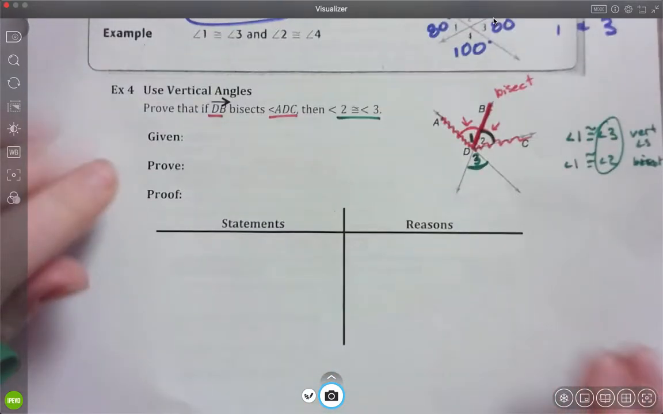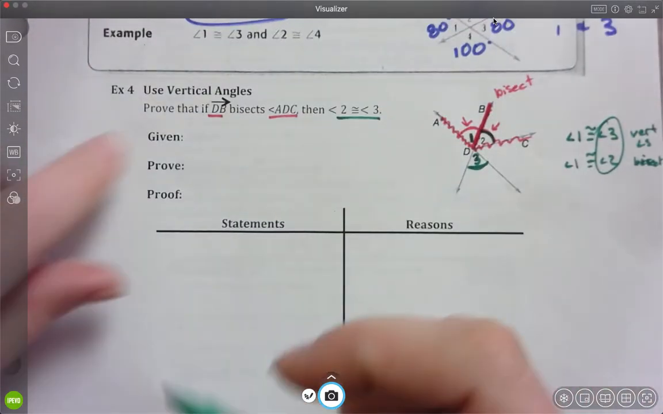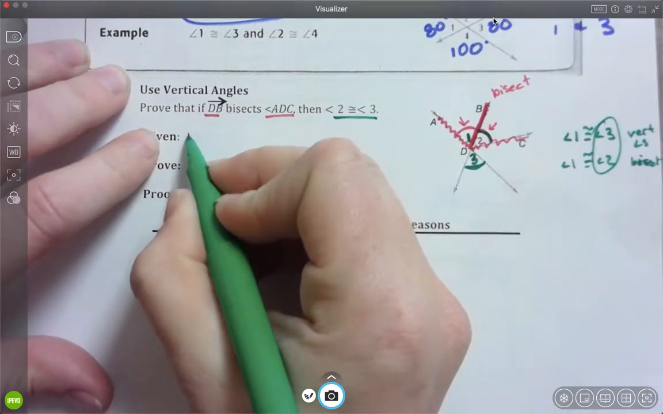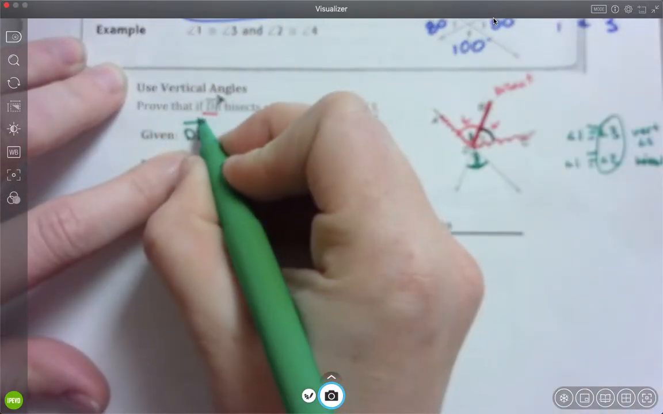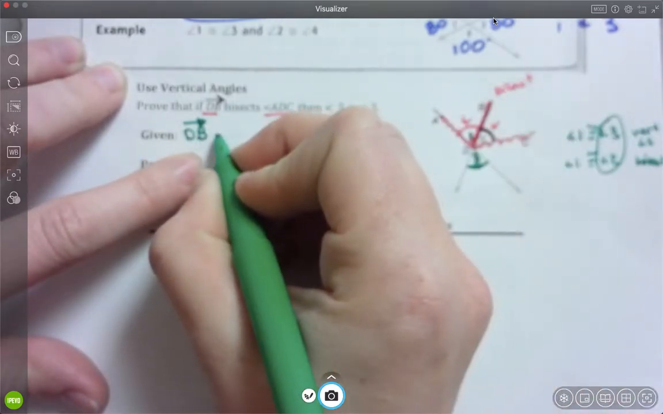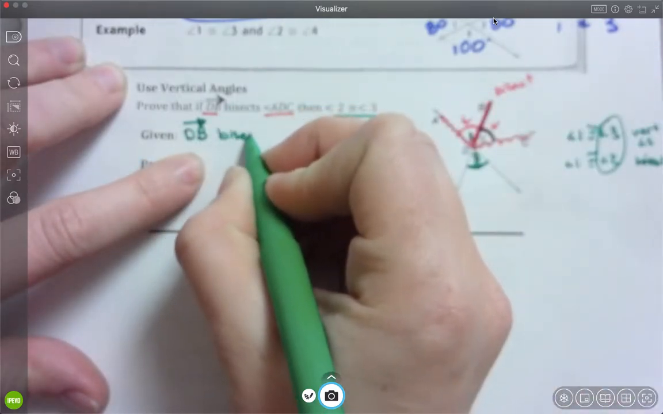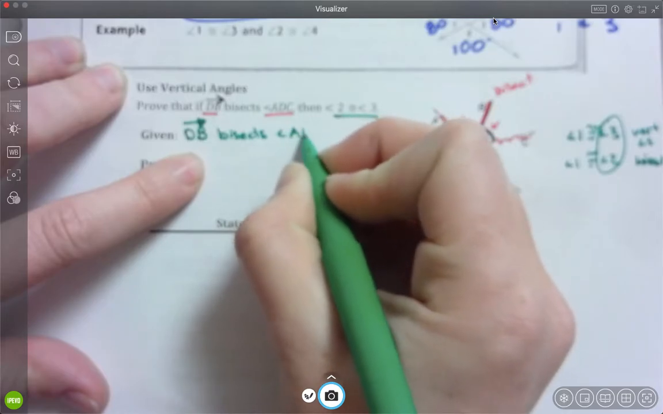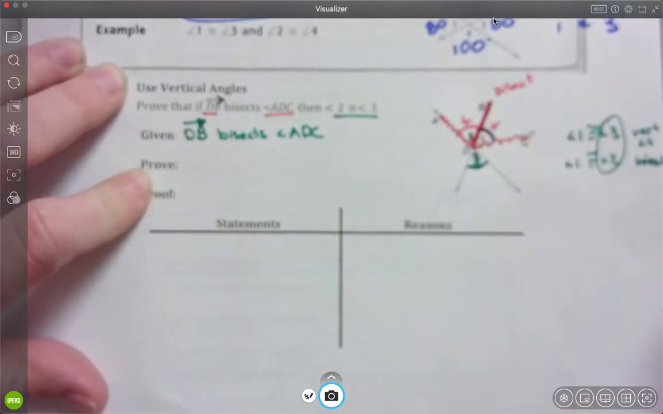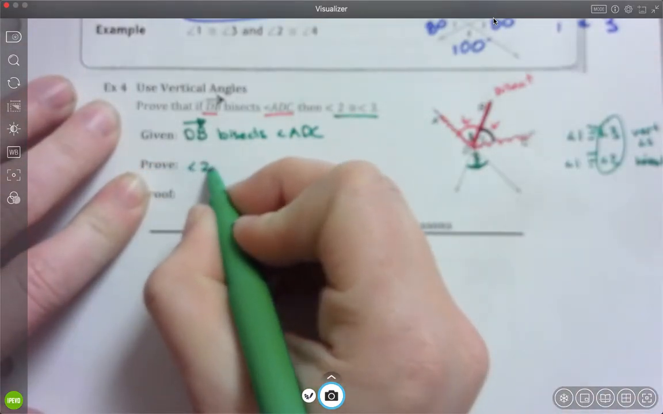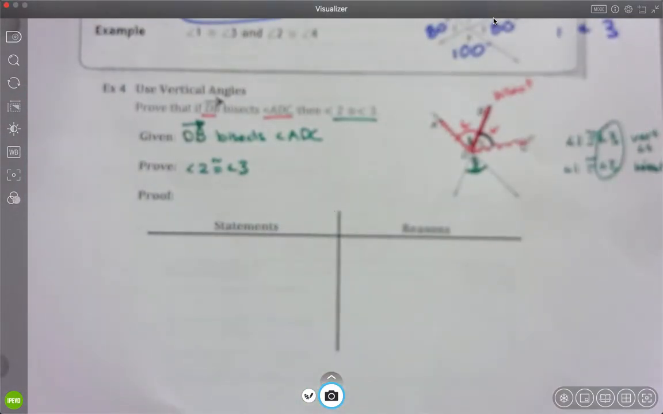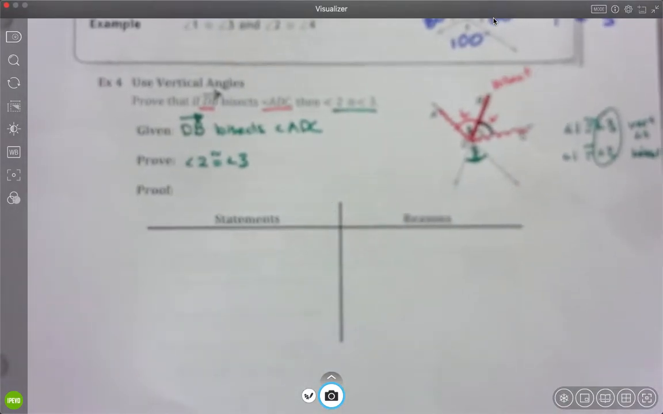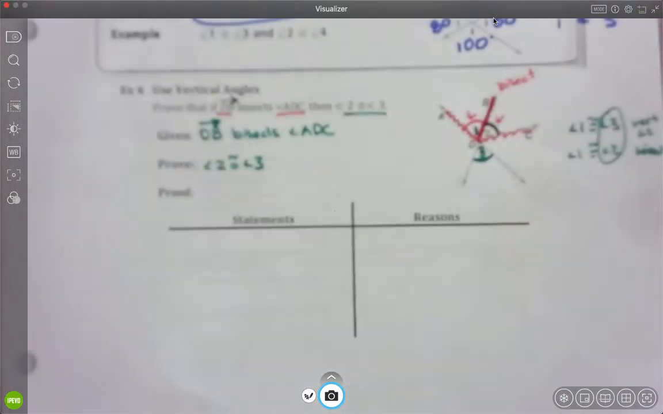So we have to decide what we are given. The only thing that we are given is that DB bisects angle ADC. That's what we are given, and we are trying to prove that angle 2 is congruent to angle 3. So we're going to start with our given information, and then we're going to draw information from that.